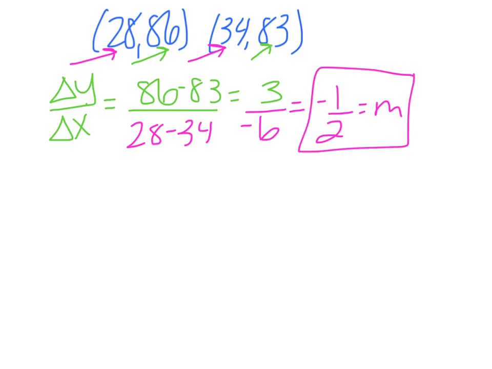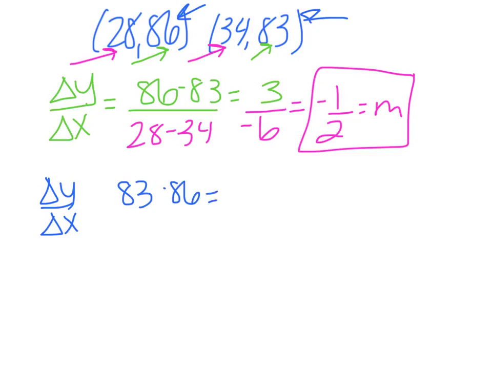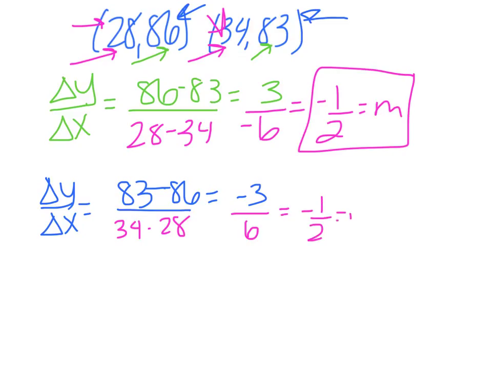Now, just to go back and do it the other way, we have change in y over change in x. Instead of doing 86 minus 83, we're going to do 83 minus 86, which gives us -3. In the denominator, we're going to take 34 first minus 28, because you want to go in the same order, which will give you 6, which will reduce to -1/2. So either way, your slope will be the same.